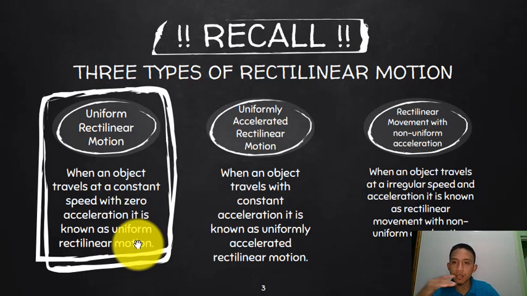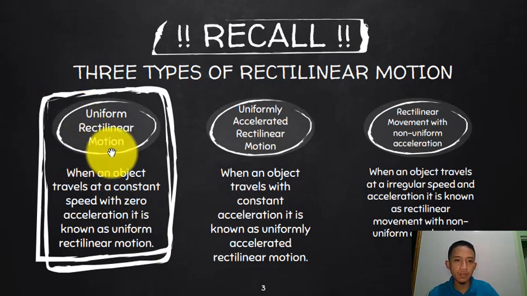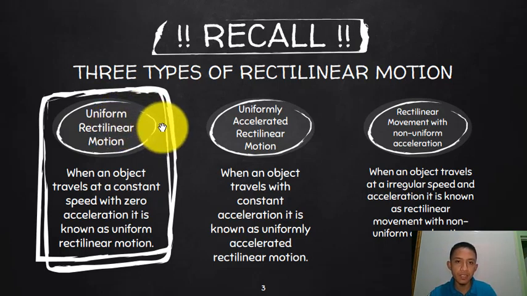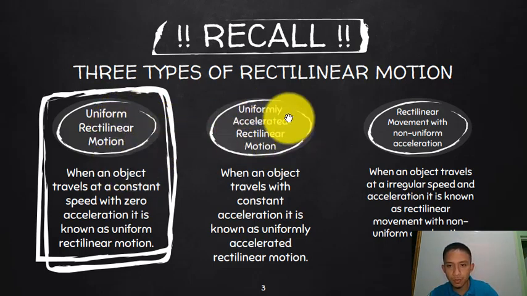So if your motion or movement has zero acceleration, it means your speed or velocity is constant all throughout the motion. There is no acceleration and there is no deceleration, so that will remain constant. Therefore, we call that one uniform rectilinear motion. Let's try to understand how uniform rectilinear motion works. Later on, of course, we will proceed with two more types.